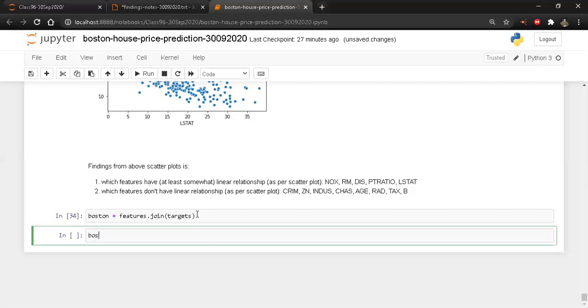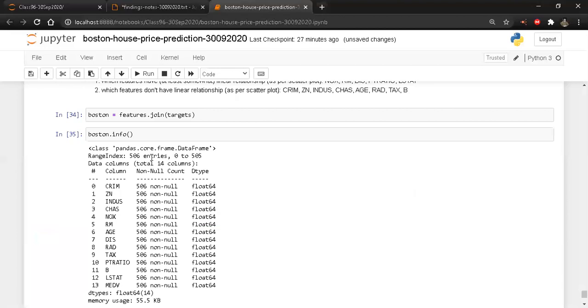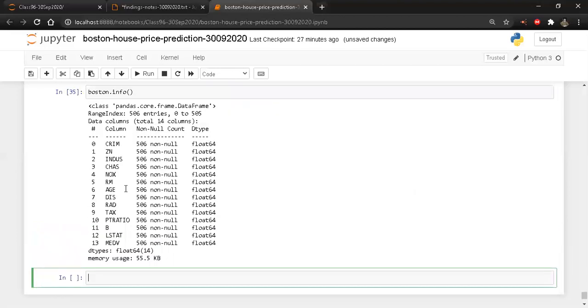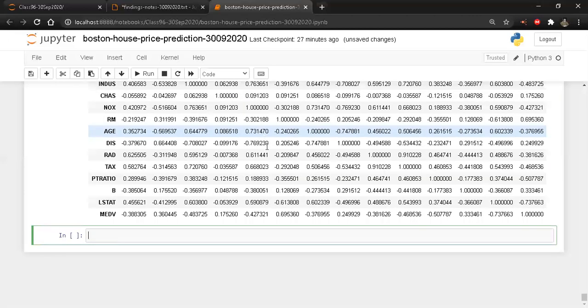If I look at Boston, it will have the entire information. You see, all the columns are now there. MEDV is also there. So I have 13 features and I have one target, right? Now I have all the data sets. So what do I do? I can simply say boston.corr, and it's going to give me the correlations.